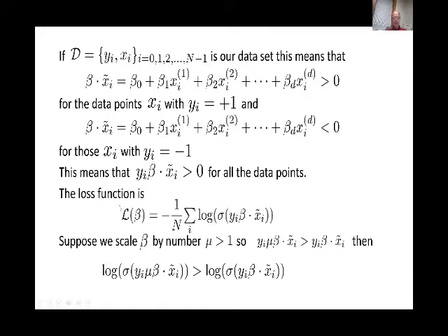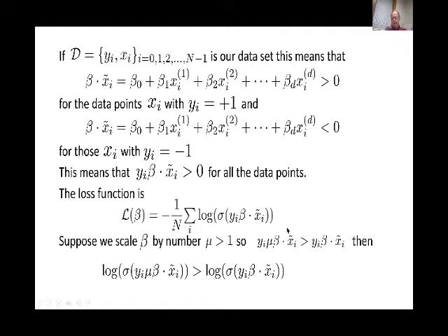Okay, so the loss function, let's remember what that was. There was this script L of beta is -1 over n, where n is the number of data points, and then the log of this logistic function sigma of yi times beta dot xi. Now, let's suppose we scale beta by some number bigger than 1. So if you just multiply it by something bigger than 1.